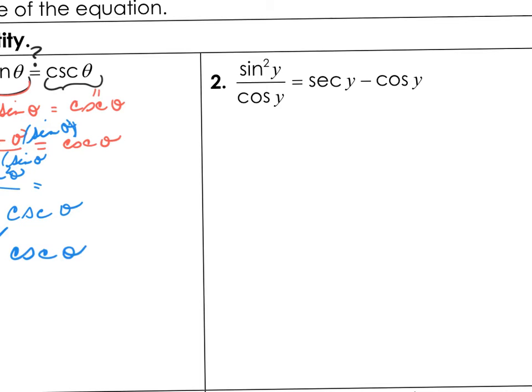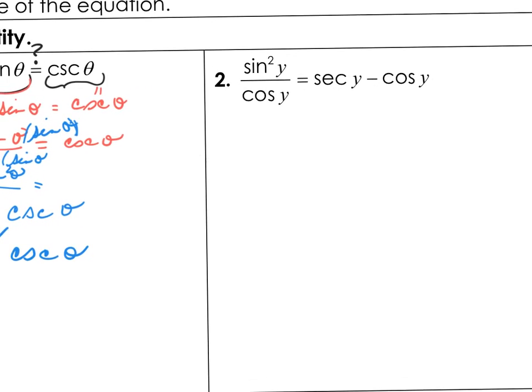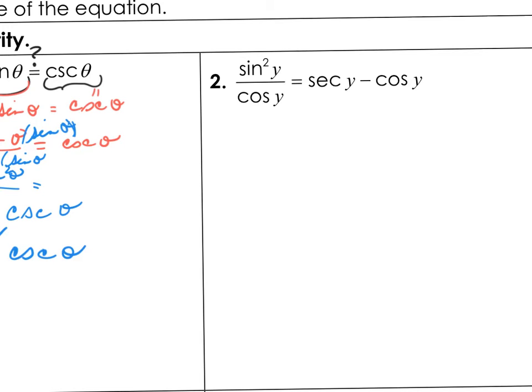Personally, I think the paper works off this side, but I feel like I could work off the other side just as easily. But there's an identity for sine. What's the identity for sine? You could do sine squared is 1 minus cosine squared. So 1 minus cosine squared of y over cosine of y.